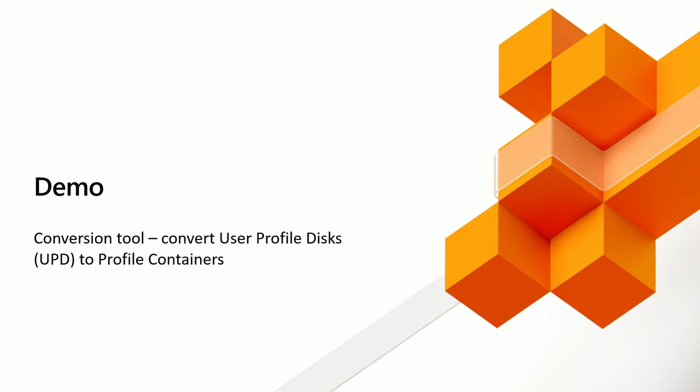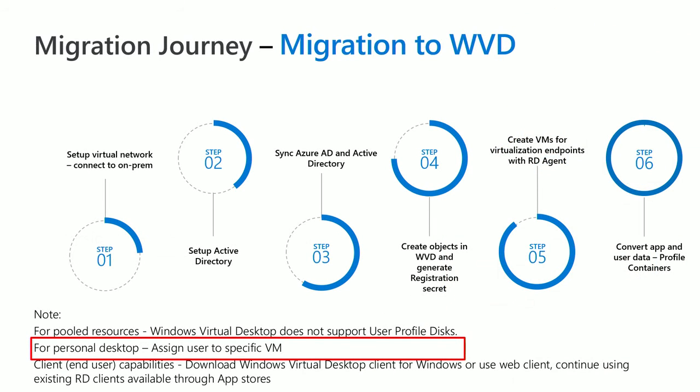Now what about your personal desktop scenarios? Personal desktop essentially means that you have a specific physical server or a VM that your users have already been using on-prem, and you want that to be available to them through Windows Virtual Desktop. As of today, Windows Virtual Desktop only allows auto-assignment of users. So you basically have a set of VMs in your personal desktop host pool, and when a user connects, the user gets automatically assigned to a random VM that's available and not assigned.